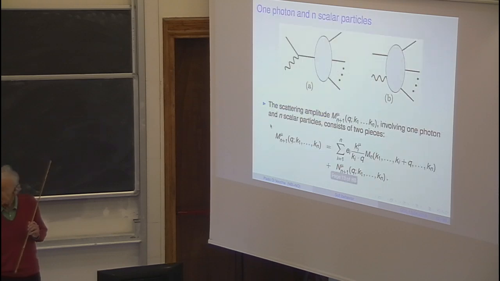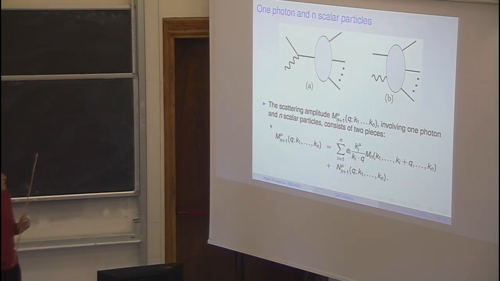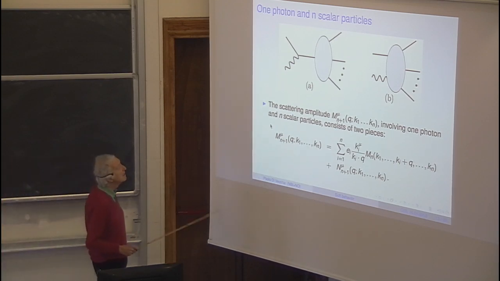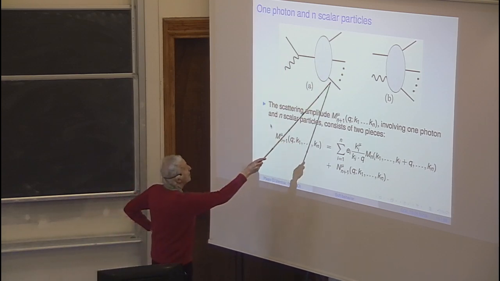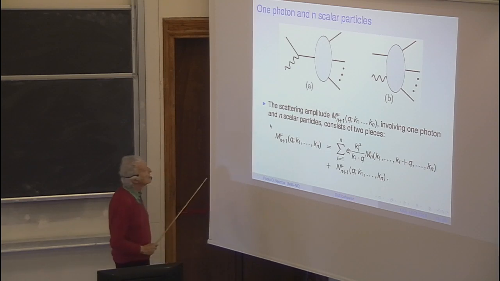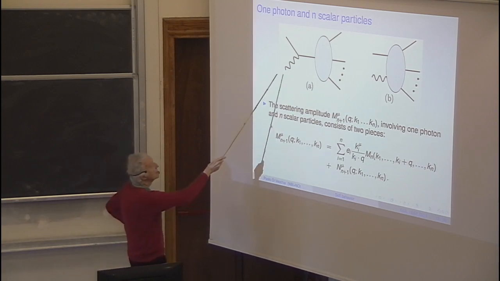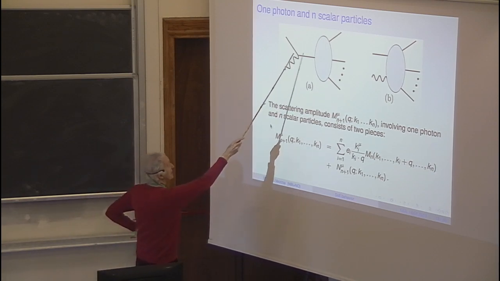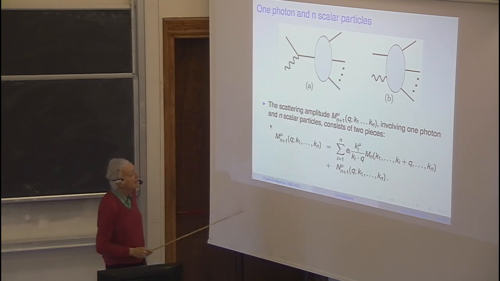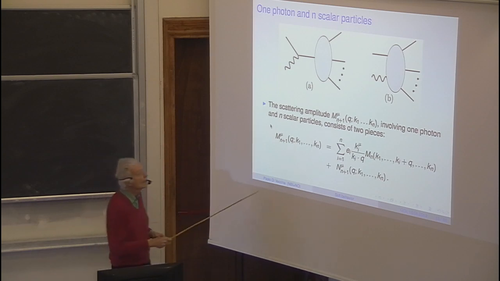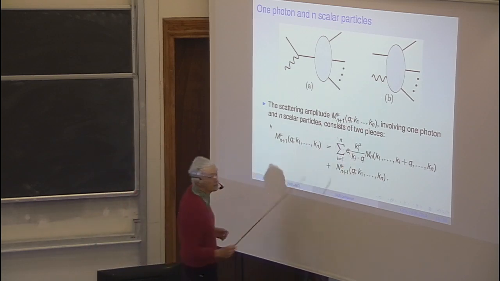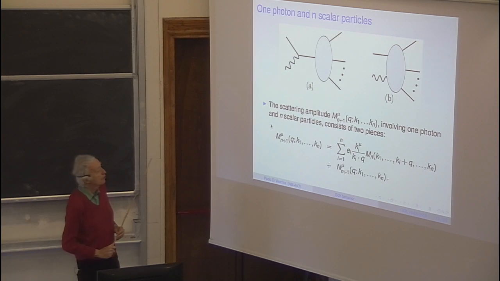Okay, that's the introduction. So let's consider the simplest case, which was discussed by Francis Low in the 50s. So you have a number of scalar particles and a photon, and so you have a contribution given by when the photon is attached to one of the external legs, and the contribution where the photon is attached to the internal part.